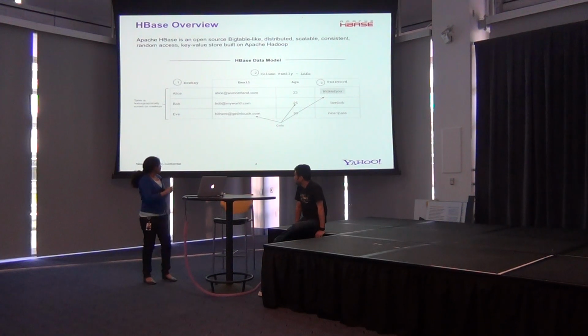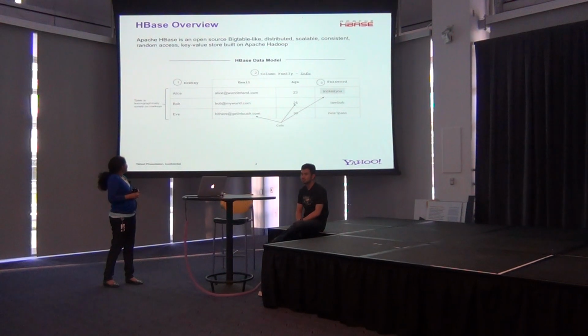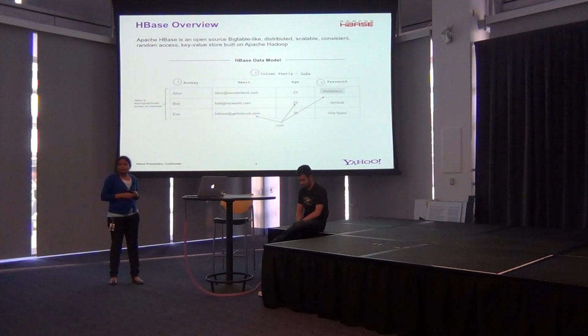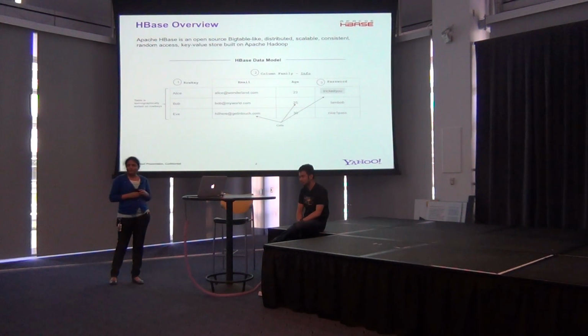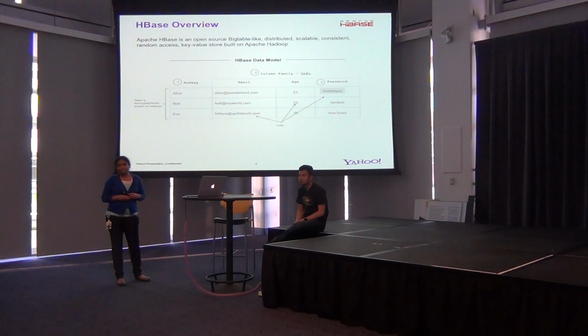At a high level, if you consider this table, it looks like a SQL table, but there's a different notion around it. Every row has a row key, and there's a notion of column family, which is like a group of columns. In HBase, to address a value you have to give a row key, column family, and something called a column qualifier. In this example, the column family is info, and the column qualifier is password.